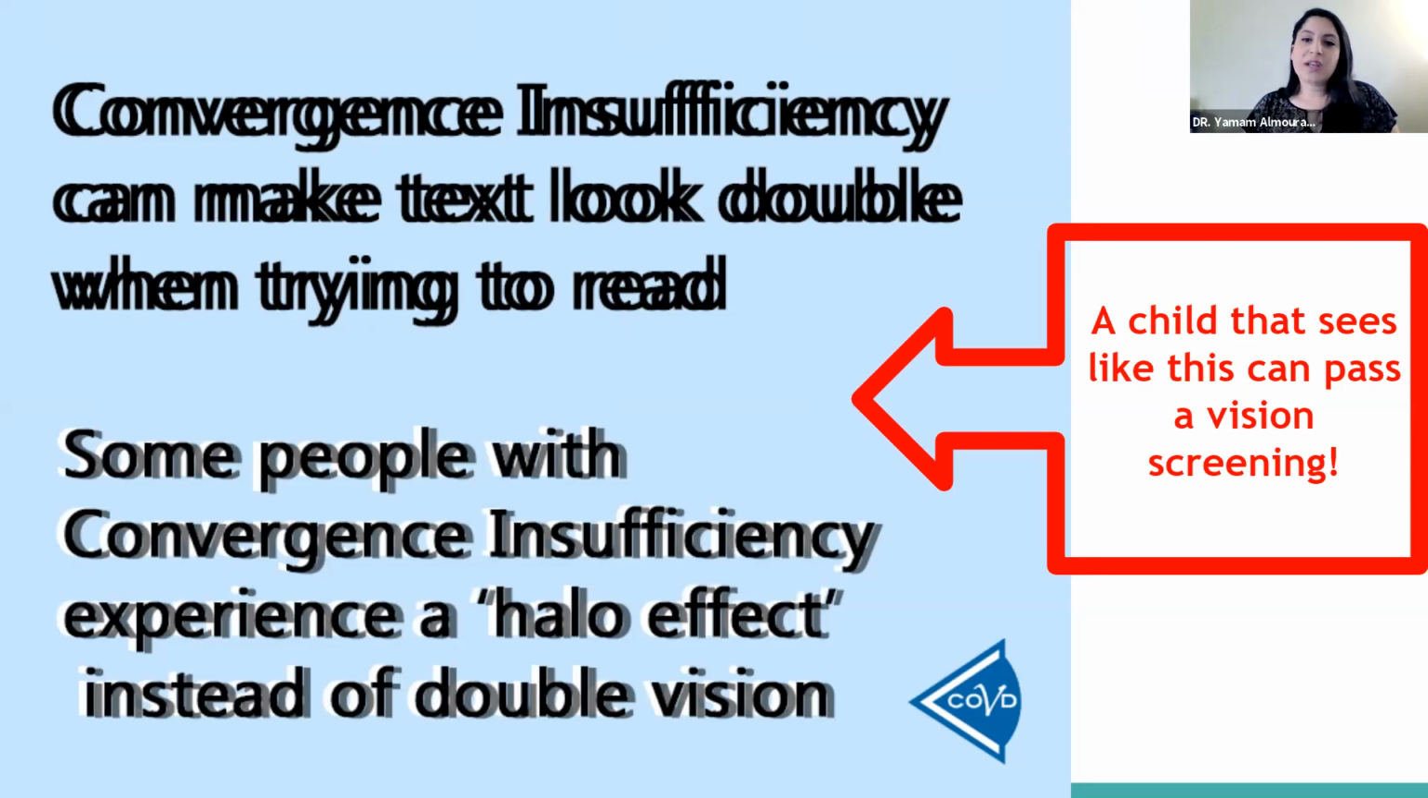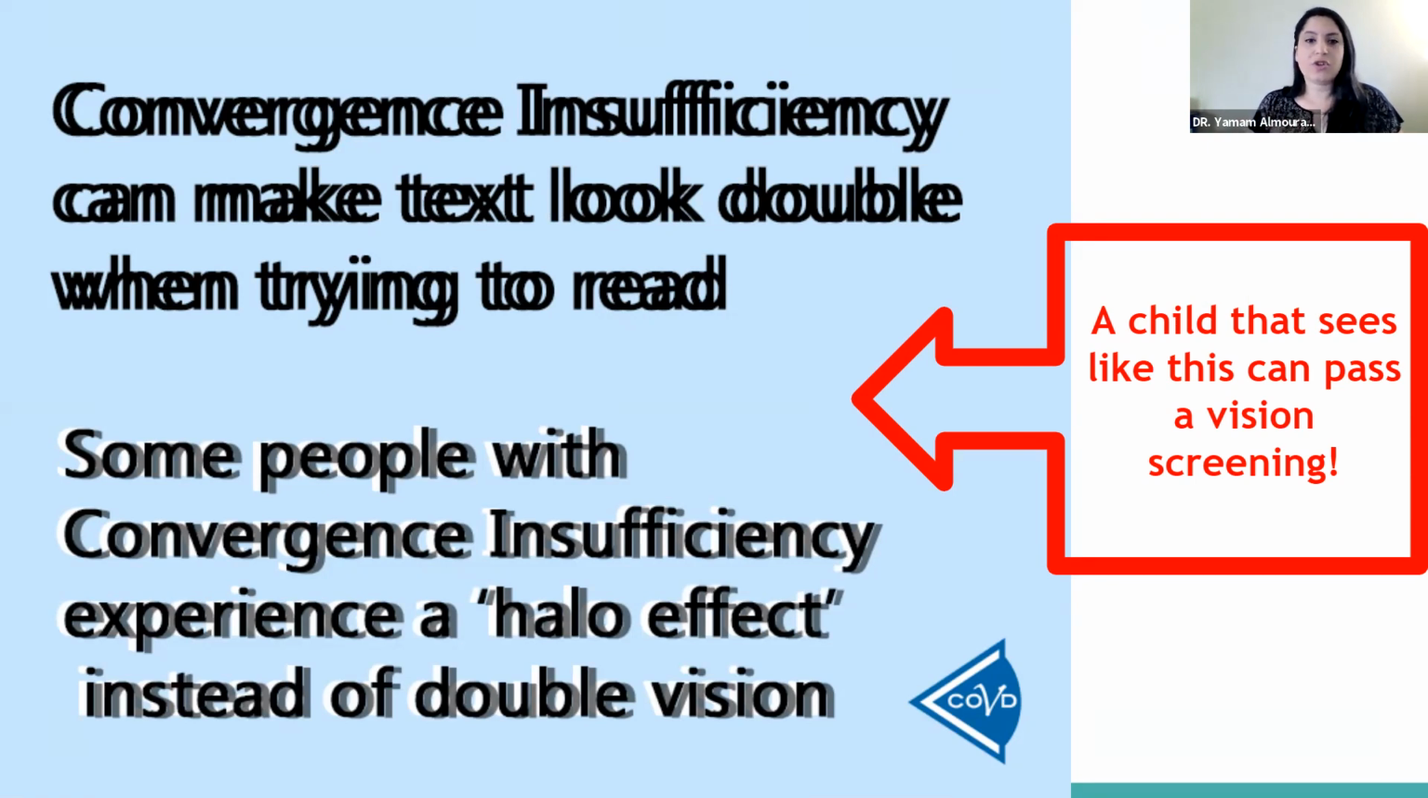However, the screening is very general. We're just doing the, can you read a chart at distance? And so I have been doing vision screenings in schools, and there's a big difference between seeing 20/20 and having visual efficiency issues. So a child that sees double or blurry or overlapping can still pass this vision screening.